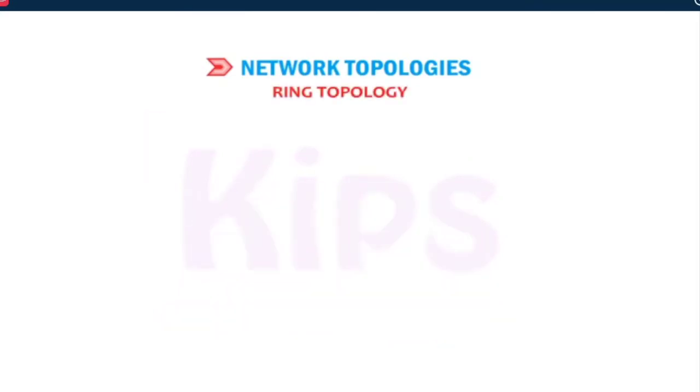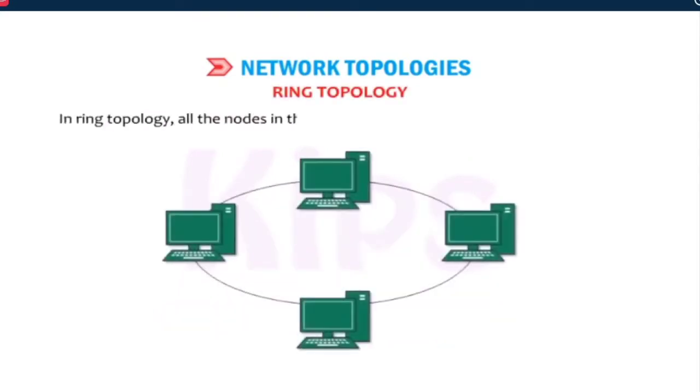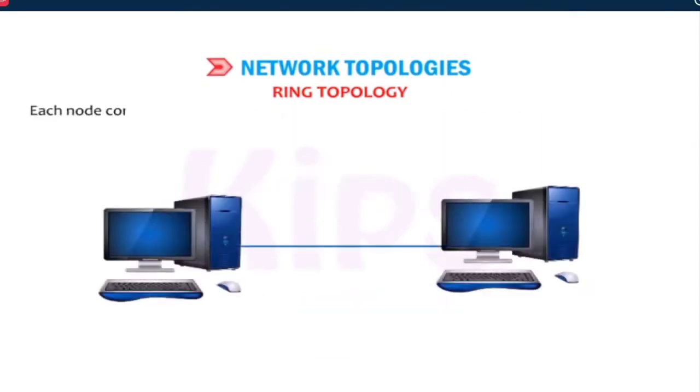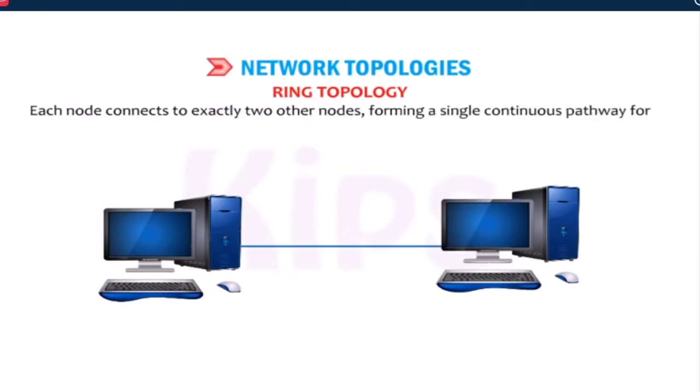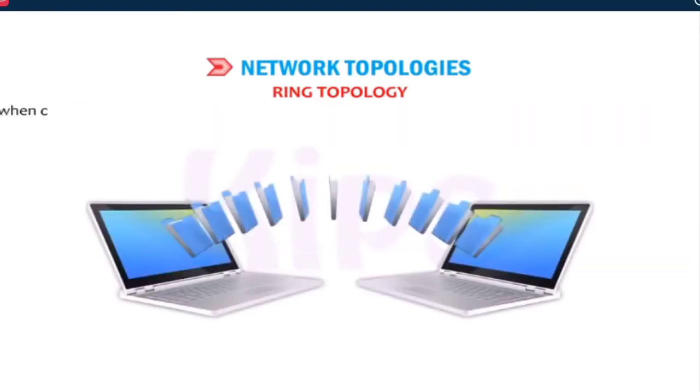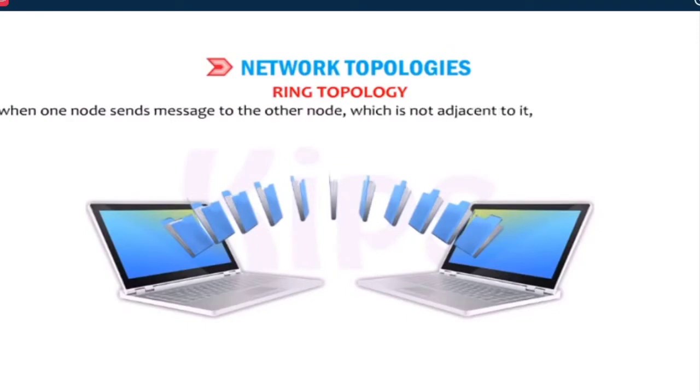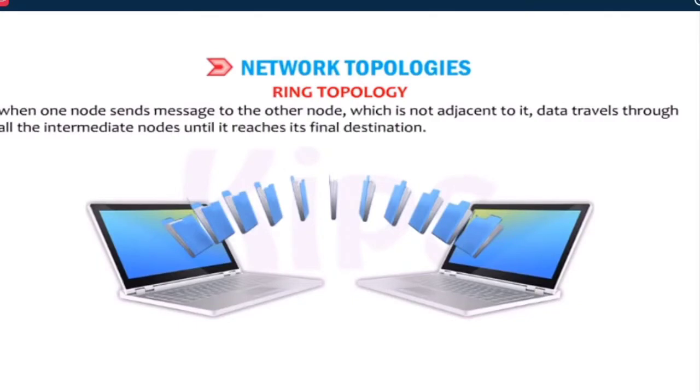Ring topology. In ring topology, all the nodes in a network are connected in a circular manner. Each node connects to exactly two other nodes, forming a single continuous pathway for signals. When one node sends a message to another node which is not adjacent to it, data travels through all the intermediate nodes until it reaches its final destination.